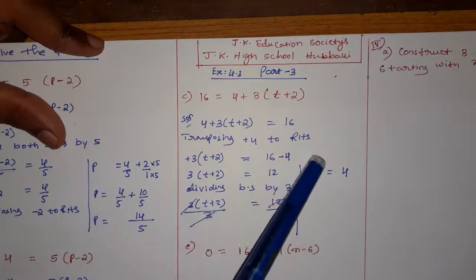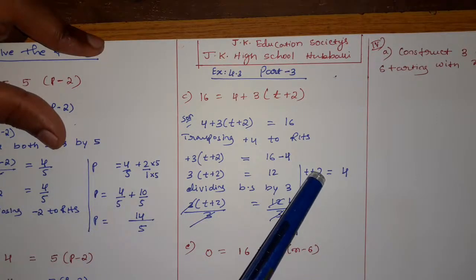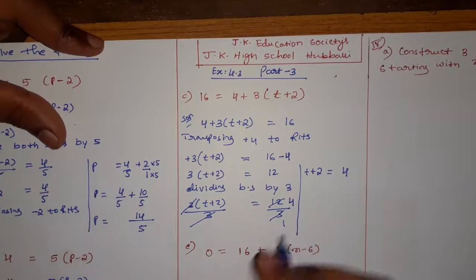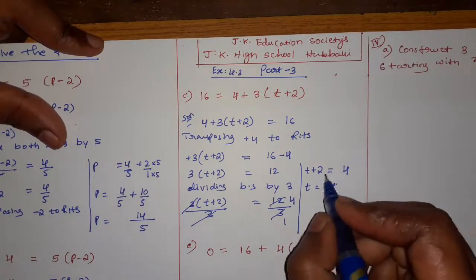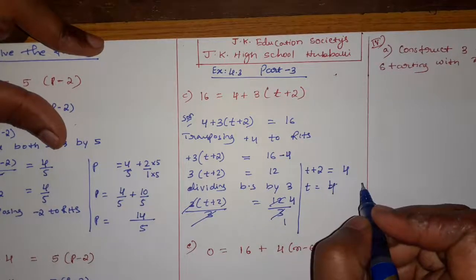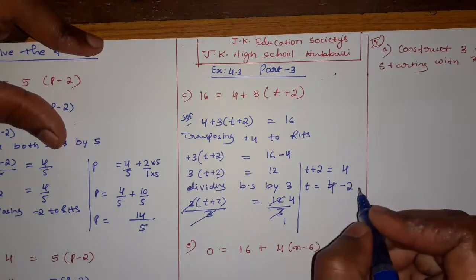And how to get t? By transposing this plus 2 to the RHS. Therefore t is equal to, if you transpose this plus 2 to the RHS, it will become minus 2.